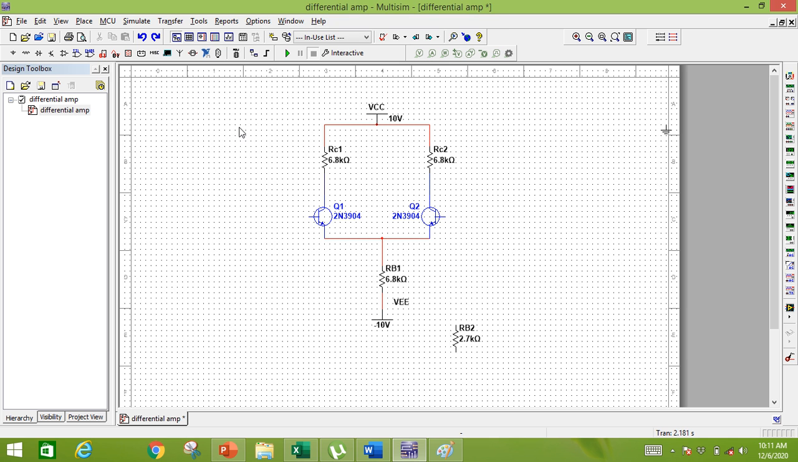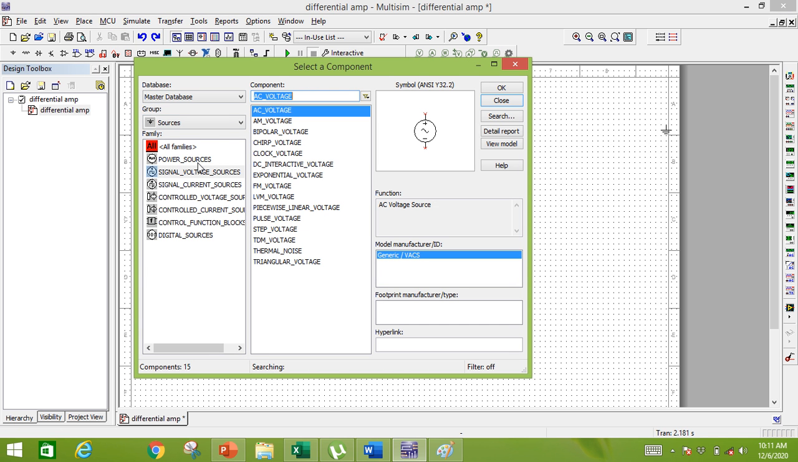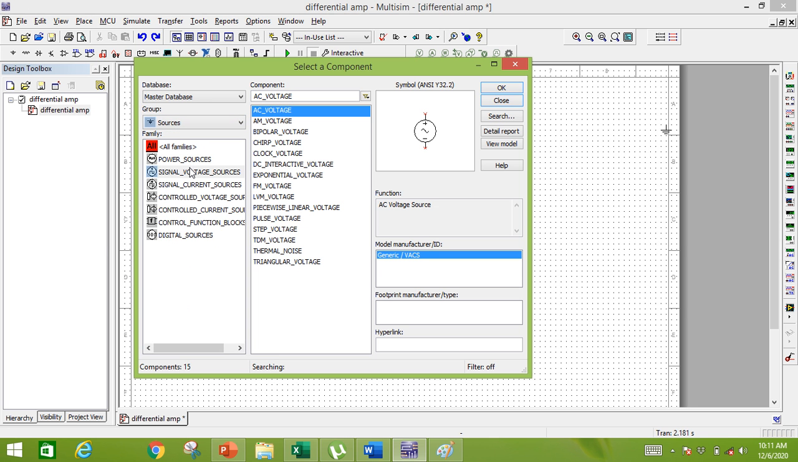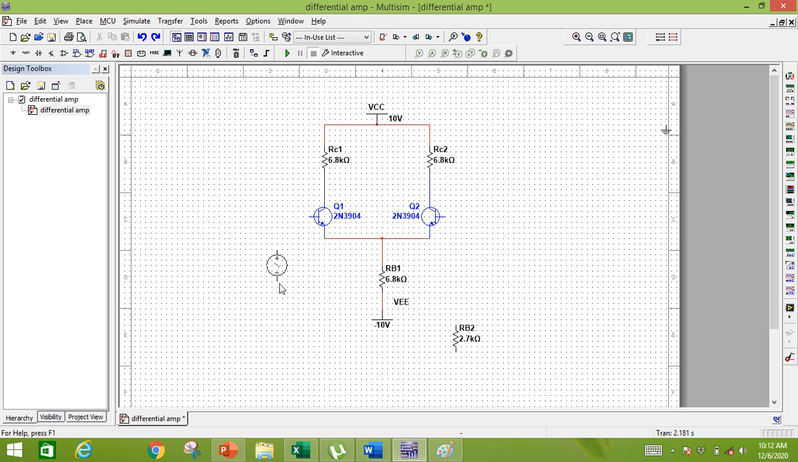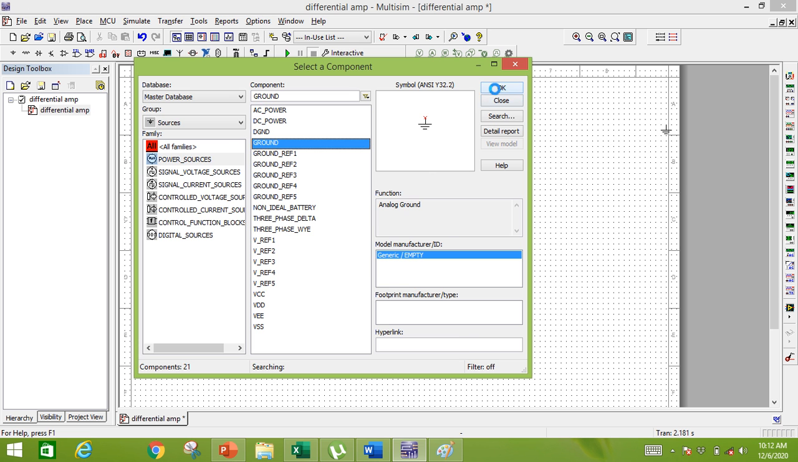I can use the function generator as well as the AC voltage source. So first I select the AC voltage source. For the AC voltage source I go to sources, then signal voltage sources, and from signal voltage sources I select AC voltage source. So this is our AC voltage source. Similarly, I have to select the ground. So this is our ground.